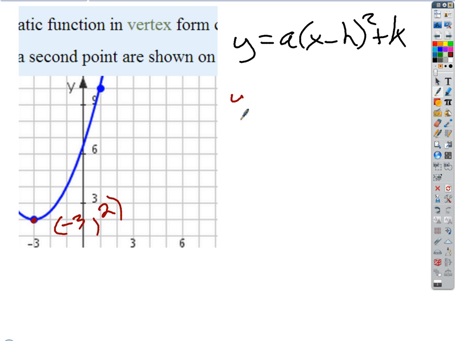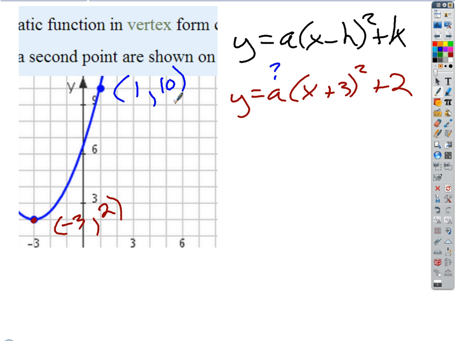So this becomes y equals a times (x plus 3) squared plus 2. Okay, how do I solve for a? Good, I gotta use the other point, don't I? So I've got this other point up here with coordinates positive 1, positive 10. So those are x and y values that must work. When x is 1, y must be 10, because that's a point on the curve. So put 1 in there, 10 in there, and let's solve.